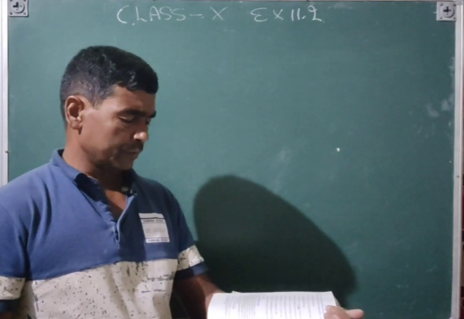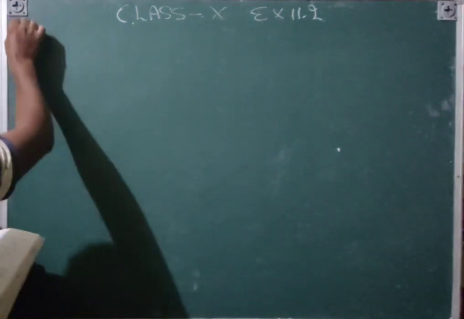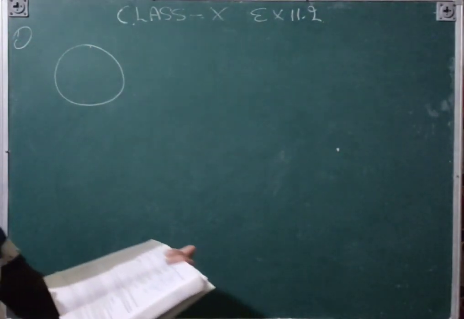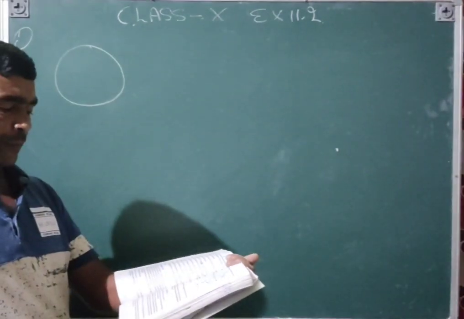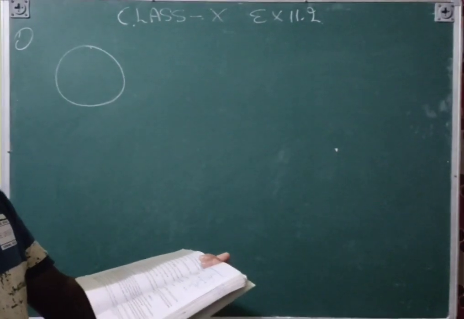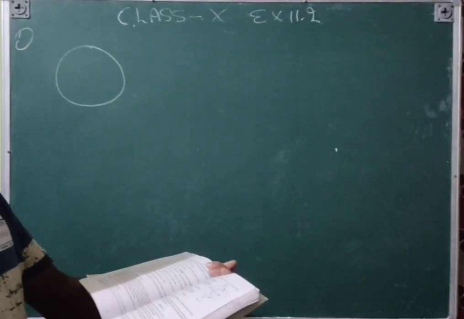Exercise 11.2. Draw a circle of radius 6 cm. So with the 6 cm radius we will draw a circle. That is a 6 cm radius. From a point 10 cm away from its center, construct a pair of tangents.